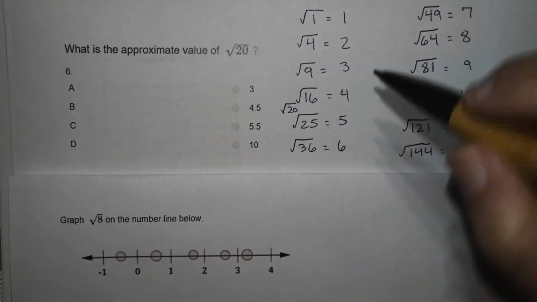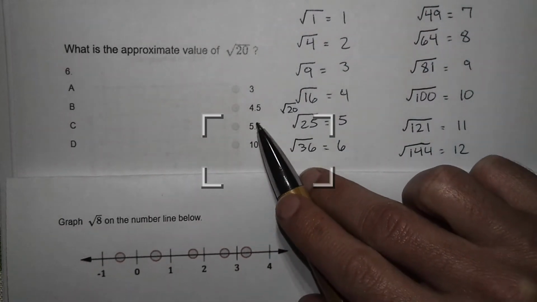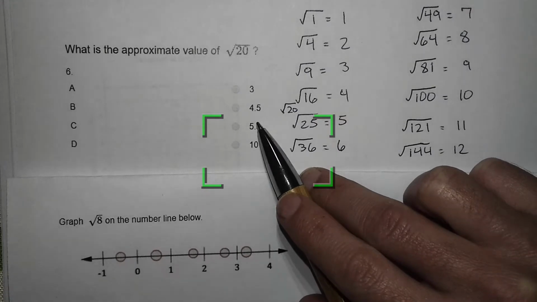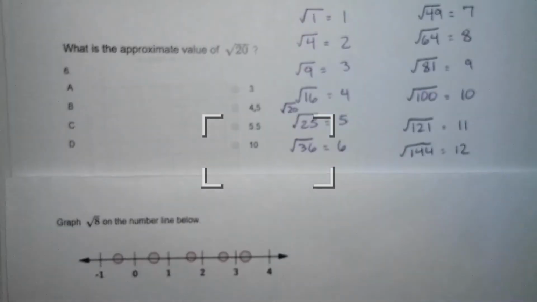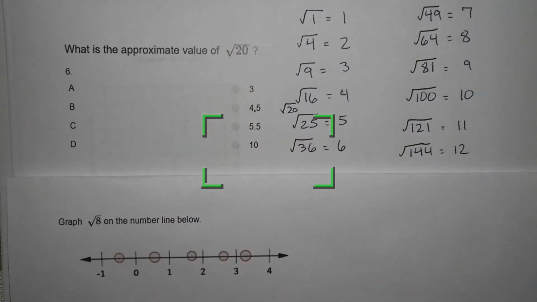And based on my answer choices, the only answer that is between 4 and 5 is right here, 4.5. And let me make that dot just a little bit bigger so that we can see it. Okay. But 4.5 would be our answer.